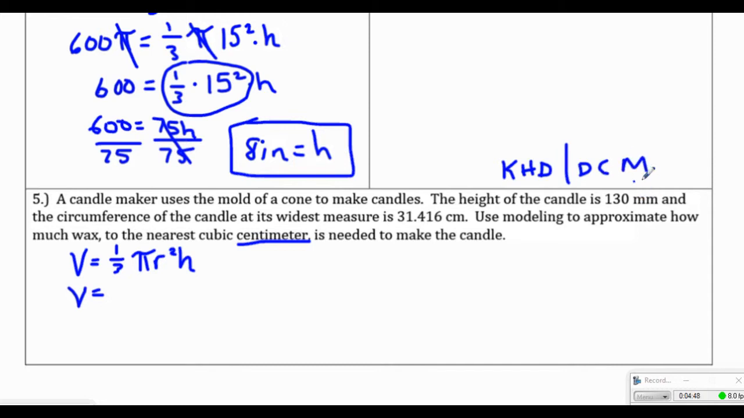We're on millimeters, which is the M. We need to convert it to centimeters. I would move the decimal 1 to the left, therefore getting 13 centimeters. So eventually when we plug that in, we're going to plug in 13 for the height.